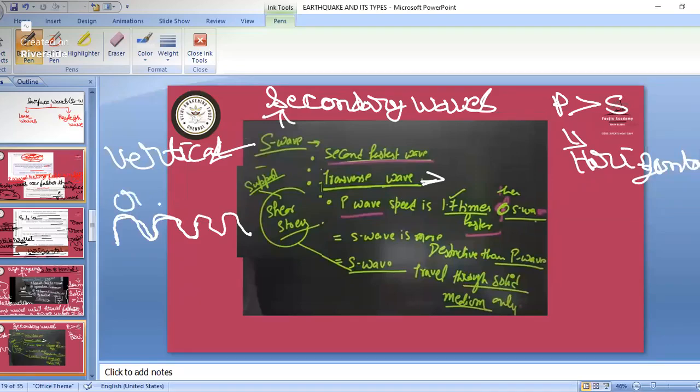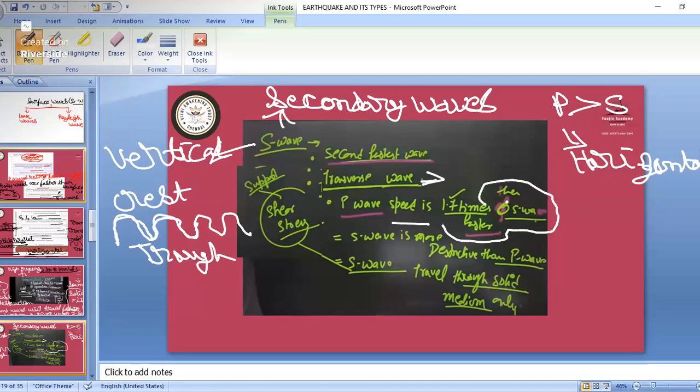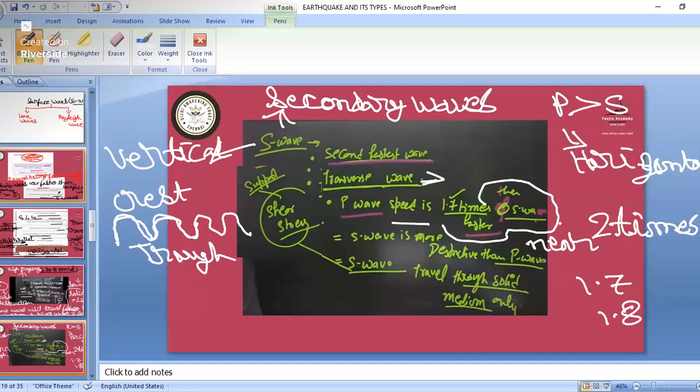Here what will happen? We have the crest and the trough formation. And P wave speed is 1.7 times faster than the S waves. Means what? Already we saw that the P wave is faster. In our theory part, we saw that it is 2 times faster. So it is not exactly 2 times, it is near to 2 times faster, like 1.7 times. Sometimes if maximum speed comes, it is 1.8 times. So P wave speed is 1.7 times to 2 times faster than the S waves.